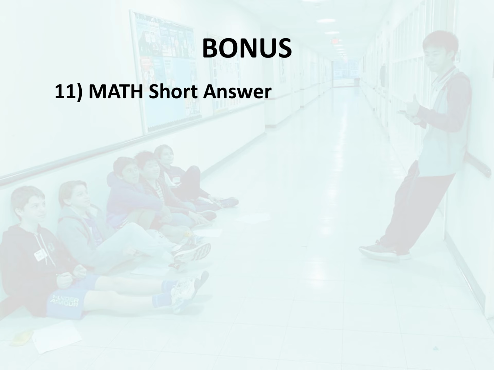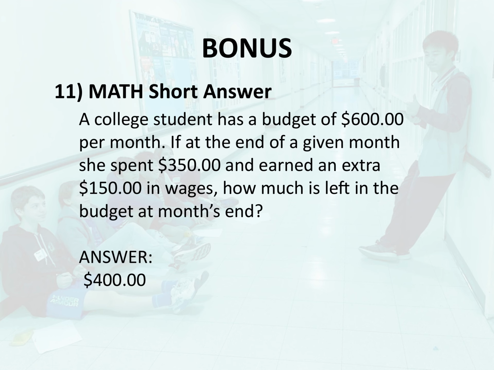Bonus 11. Math. Short answer. A college student has a budget of $600 per month. If at the end of a given month she spent $350 and earned an extra $150 in wages, how much is left in the budget at month's end? Answer: $400.